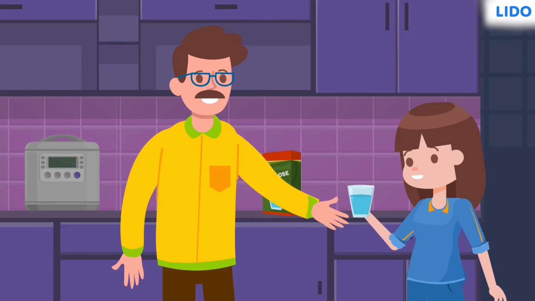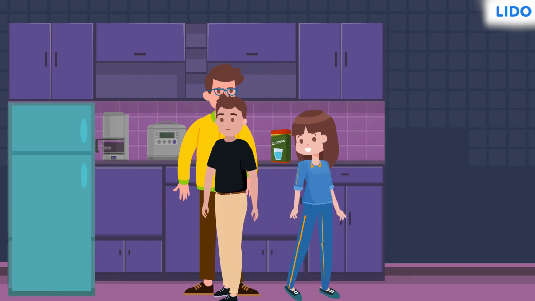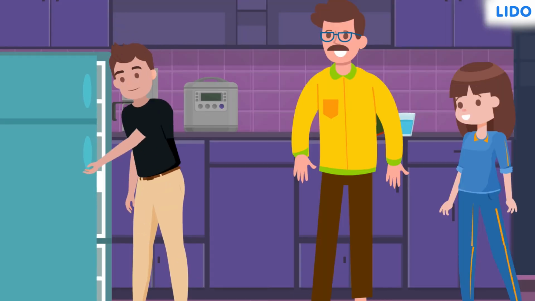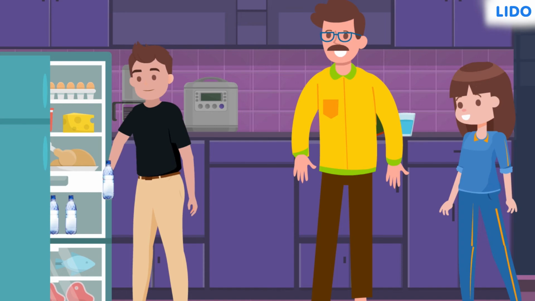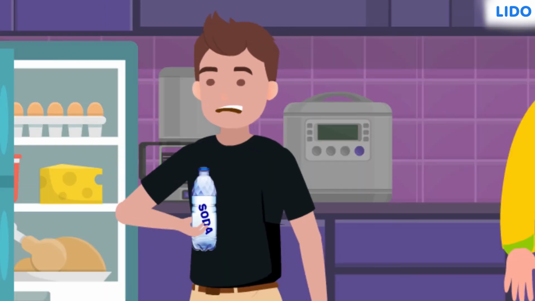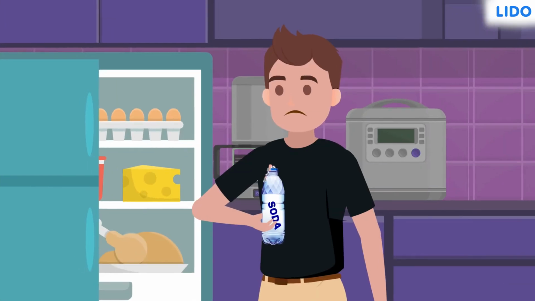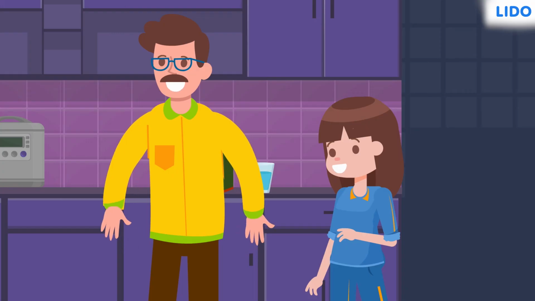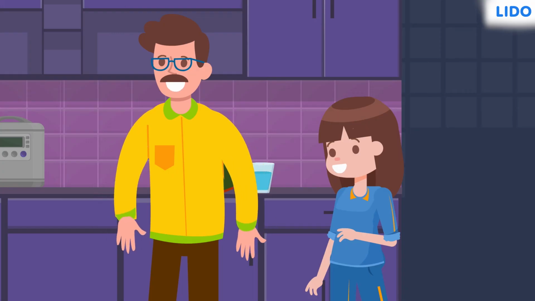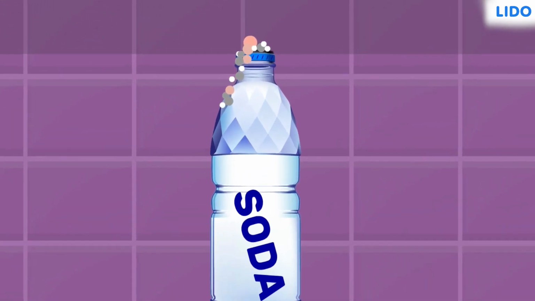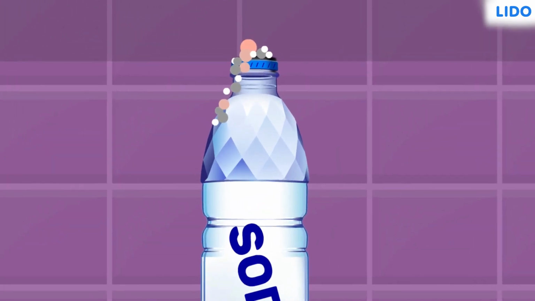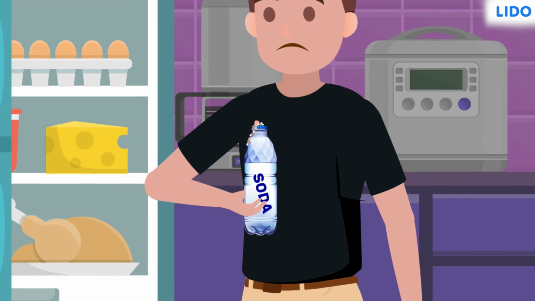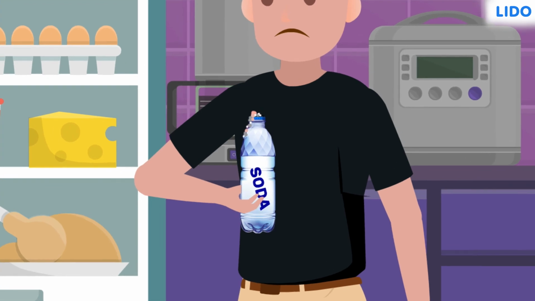Naina's father was answering her questions when her brother entered the kitchen to get some water from the fridge. But accidentally, he drinks soda water instead of the water kept in the fridge. Naina and her father were having a good laugh when she saw some air bubbles in the soda bottle. It also made a fizzing sound when the bottle was opened.